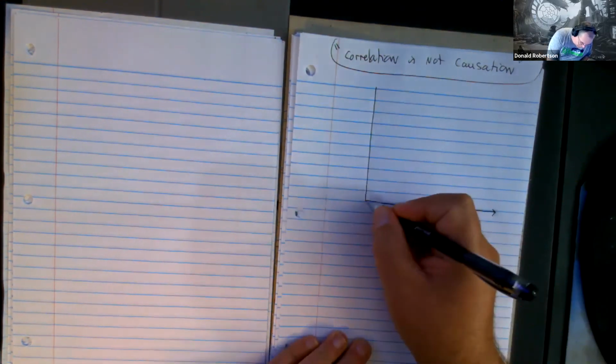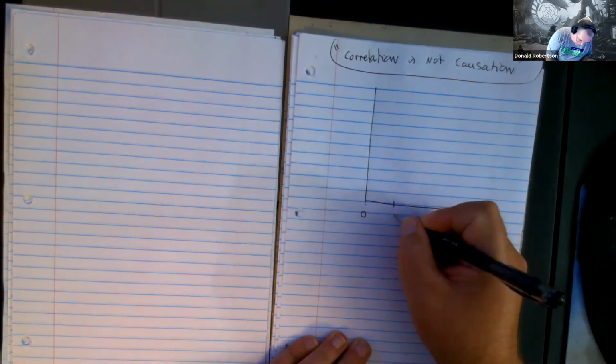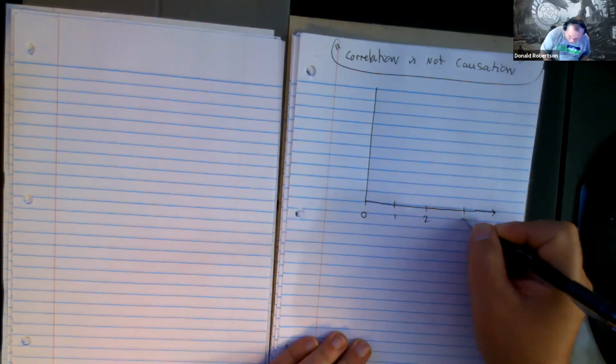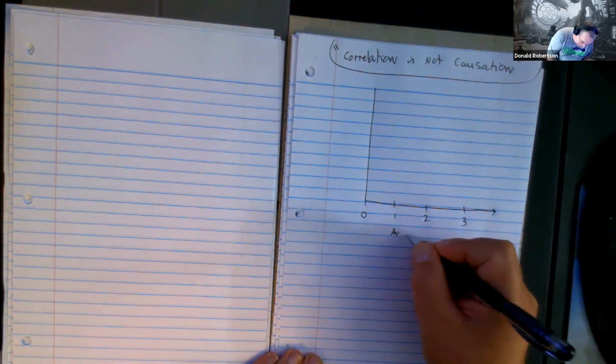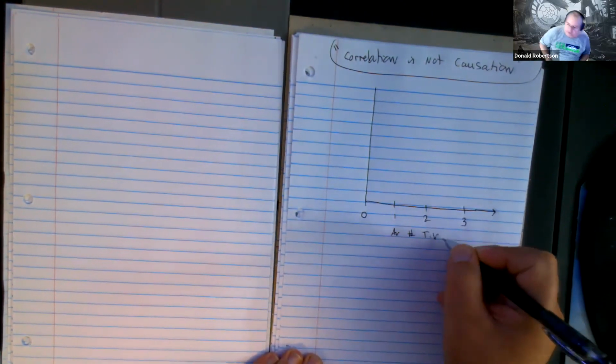So here's a silly story, but nonetheless, it's true. I want you to imagine that we collected data on countries in the world. So every dot is one country in the world. And along the bottom, we got the average number of televisions in that country, in a house.